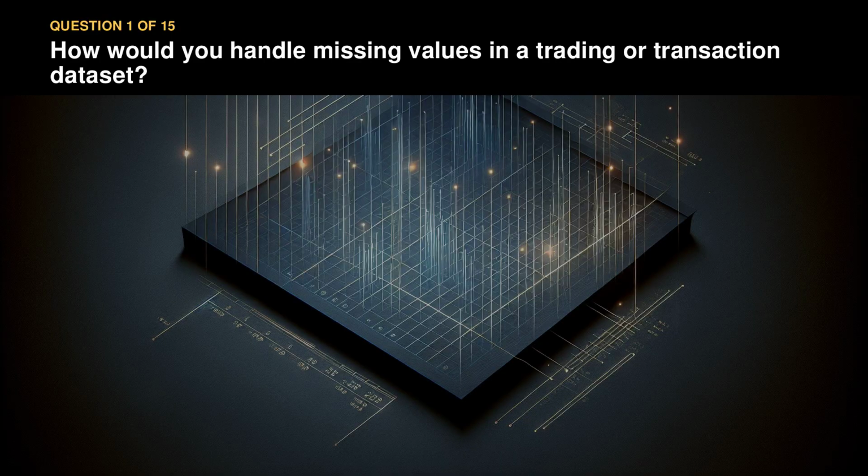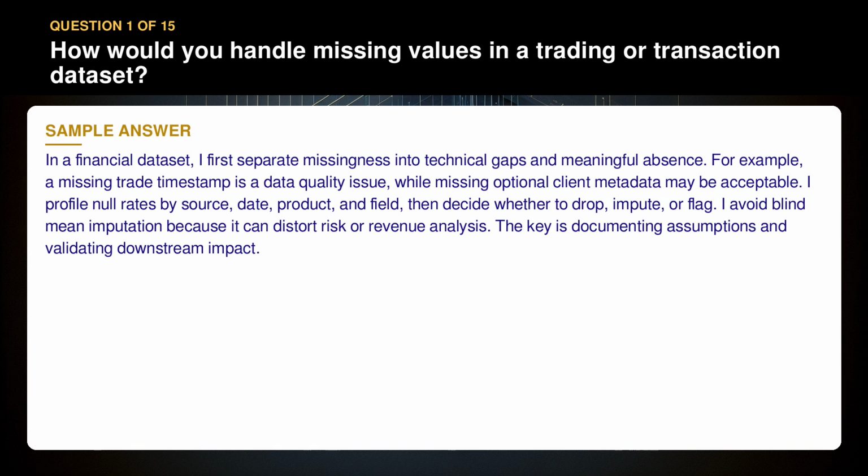Question 1. How would you handle missing values in a trading or transaction dataset? In a financial dataset, I first separate missingness into technical gaps and meaningful absence. For example, a missing trade timestamp is a data quality issue, while missing optional client metadata may be acceptable. I profile null rates by source, date, product, and field, then decide whether to drop, impute, or flag.